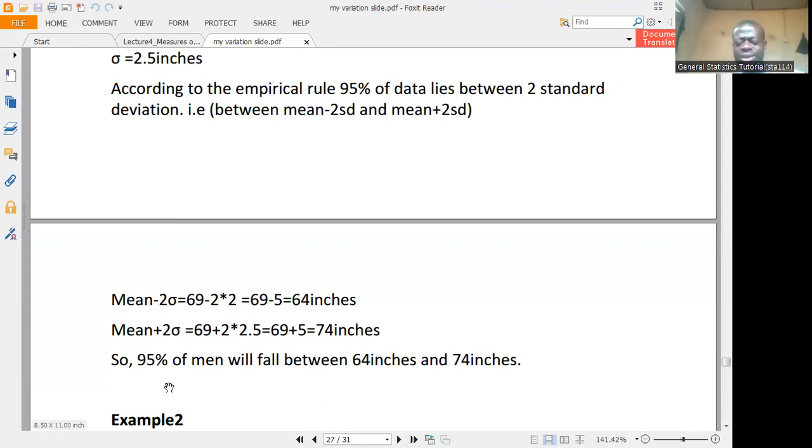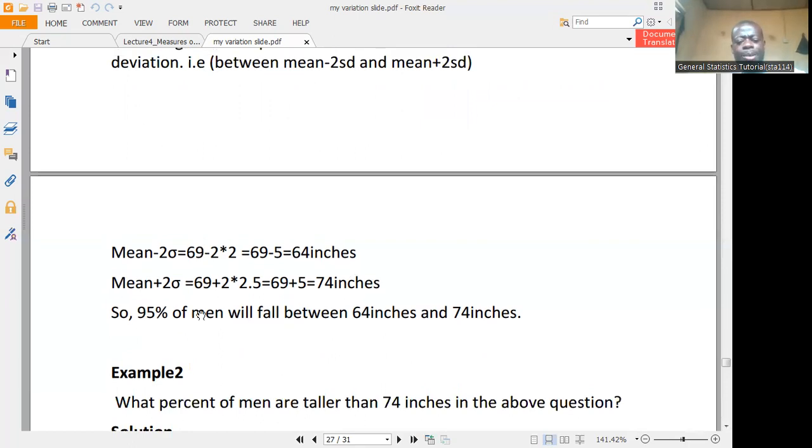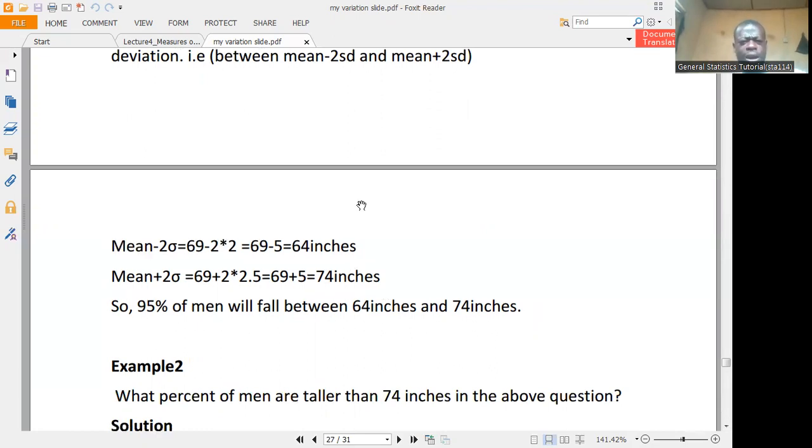So you can just conclude that 95% of men will fall between the range of 64 and 74. And that is very easily done. Shall we proceed to example 2? Let's see. Another question is this.